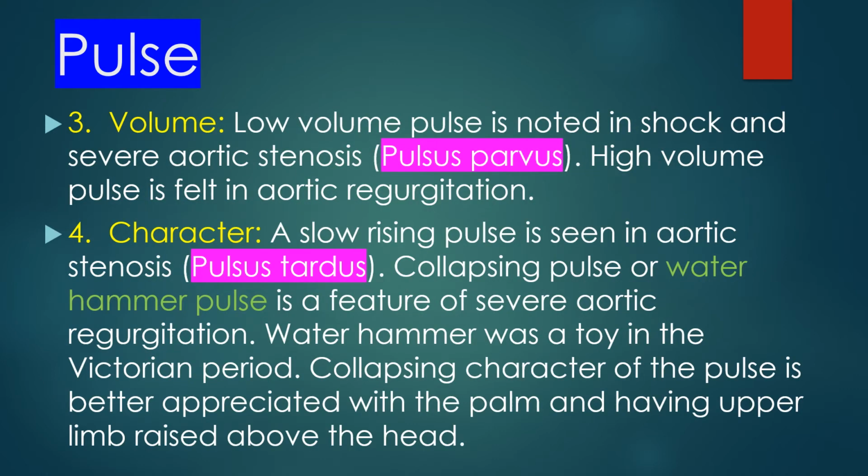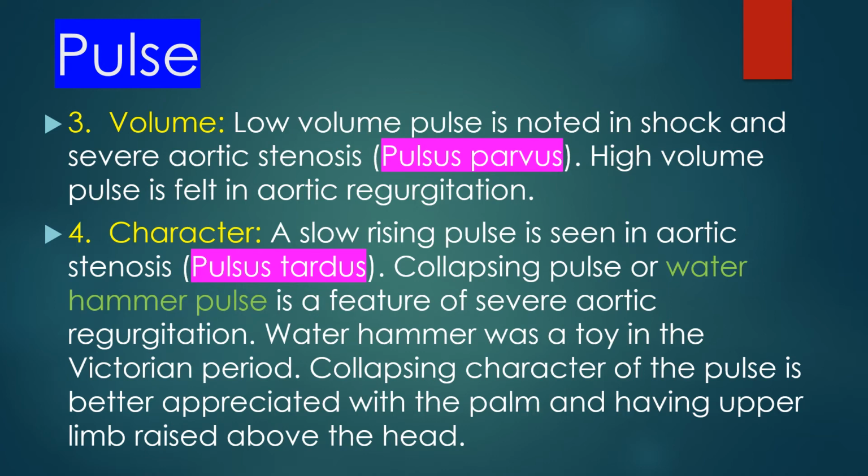3. Volume. Low volume pulse is noted in shock and severe aortic stenosis. It is known as pulsus parvus. High volume pulse is felt in aortic regurgitation. 4. Character. A slow rising pulse is noted in aortic stenosis, pulsus tardus. So together it will become pulsus parvus et tardus in severe aortic stenosis.